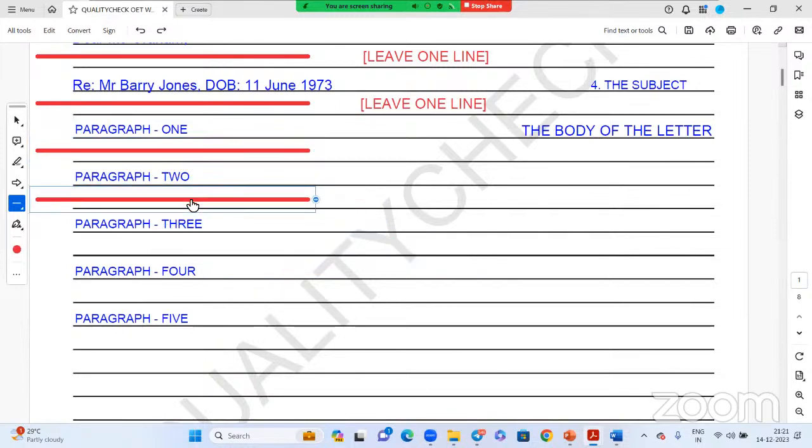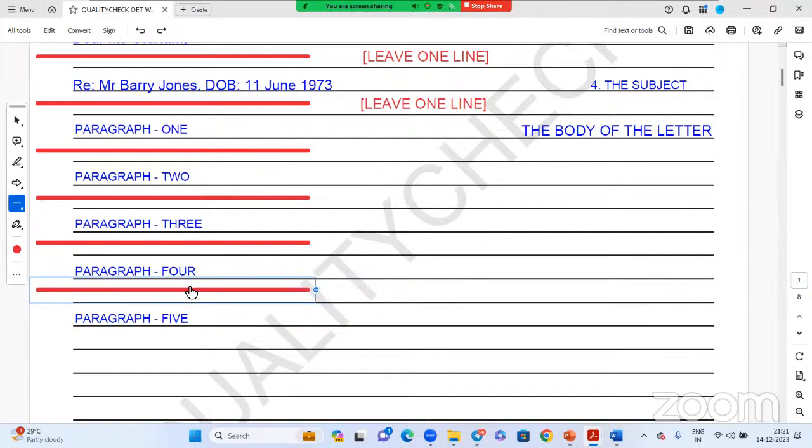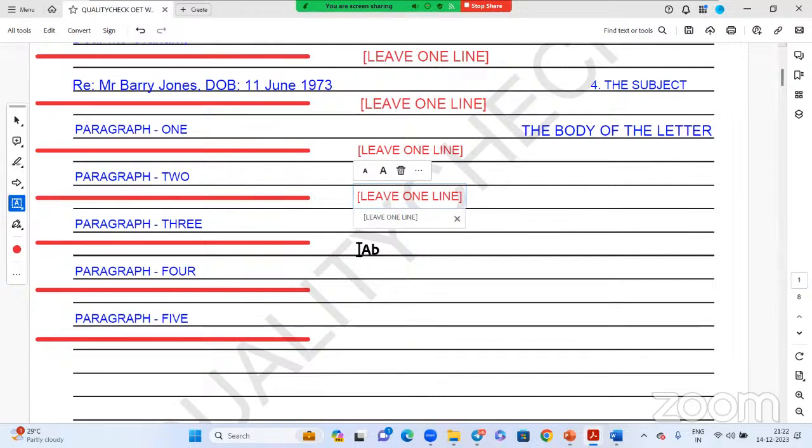I'm showing you the rough idea. So this is how the paragraphs are constructed. Leave one line after every paragraph. That's it. Paragraph finished, leave one line.